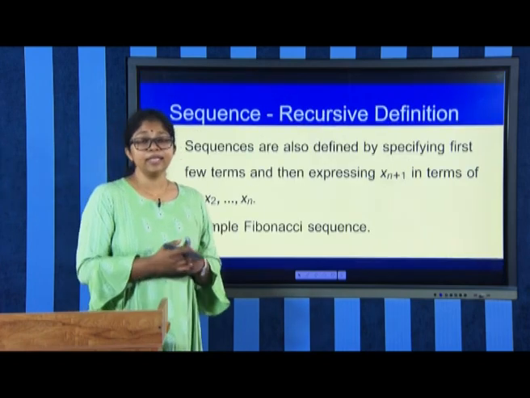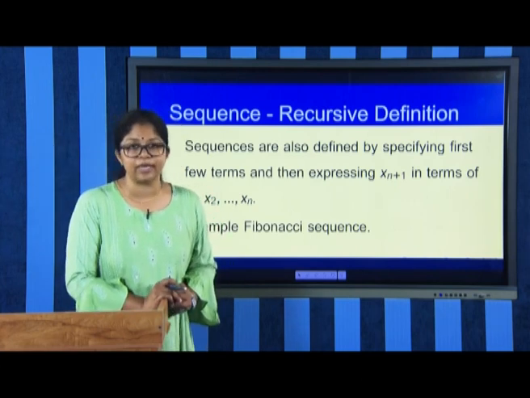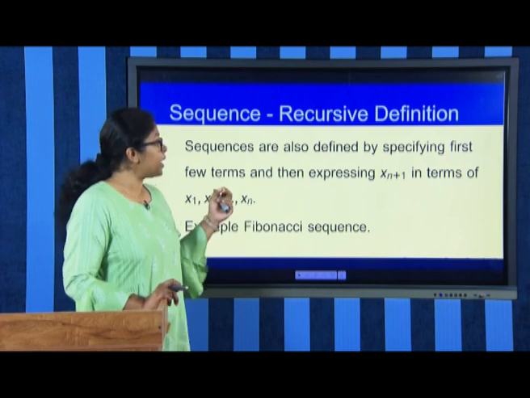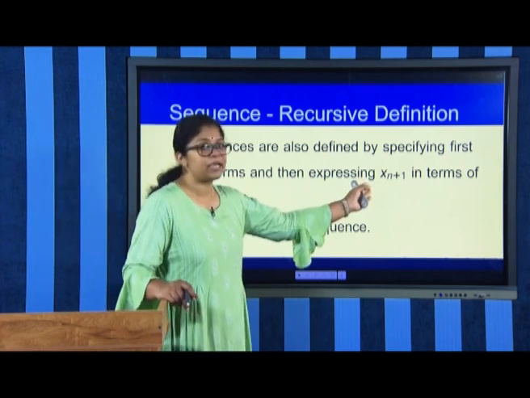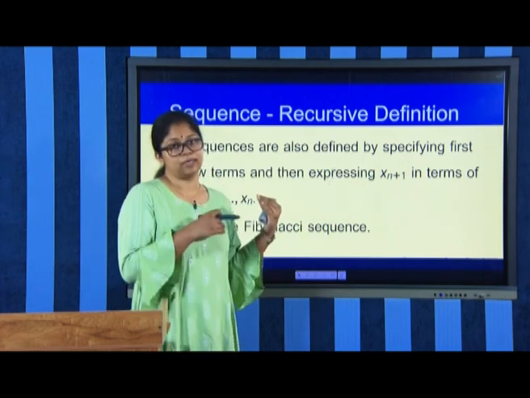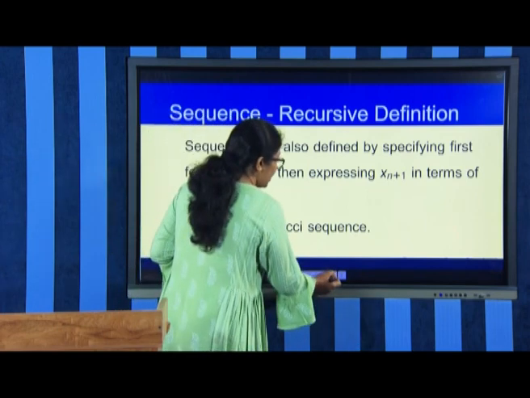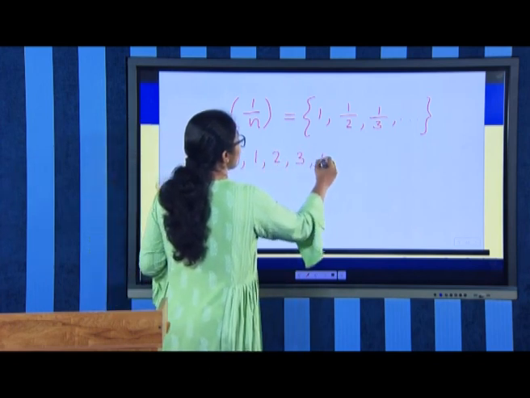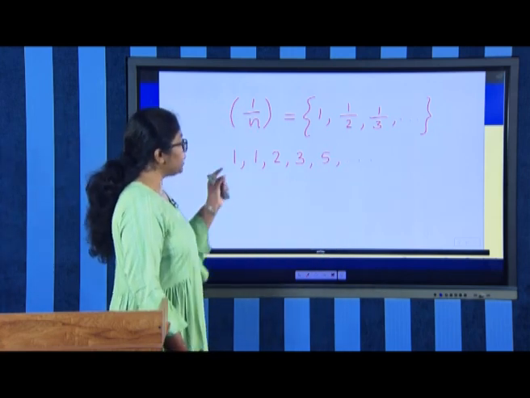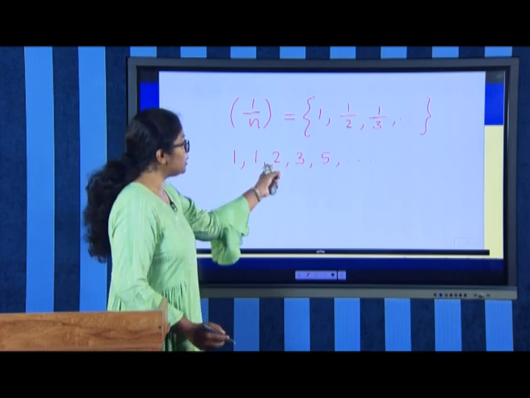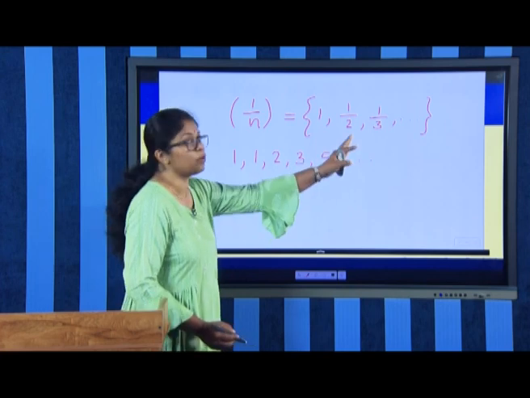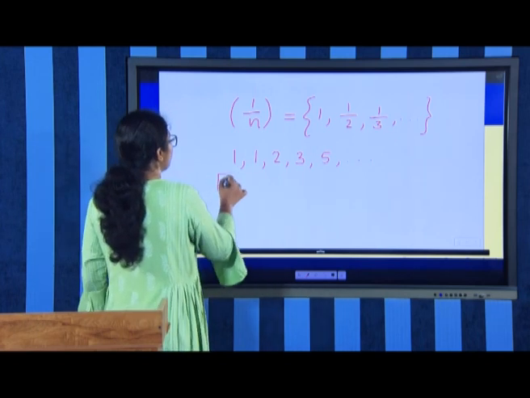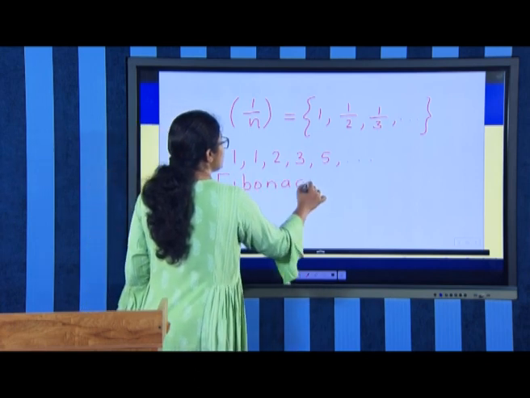Now, another method of defining a sequence is called a recursive definition, in which some of the elements are specified and the remaining elements, say for example x(n+1), are expressed in terms of the previous terms. For example, we can see the Fibonacci series 1, 1, 2, 3, 5 and so on. The first element is 1, the second is 1, the third is 2, the fourth is 3, and so it goes on. This has a one-to-one correspondence with the set of all natural numbers. So, definitely this is a sequence called the Fibonacci sequence, which is a very famous sequence in mathematics.